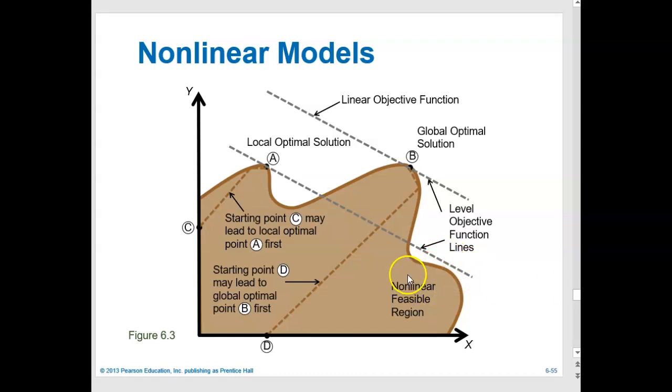So, because unfortunately there's no precise way of knowing where to start the search for the NLP, you usually don't know whether you'll end up with a global optimal or a local optimal solution. So generally, it's a good idea to try the whole solver exercise with different starting solutions for the NLP model and compare them to see which one is a local optimal and which one is a global optimal solution.